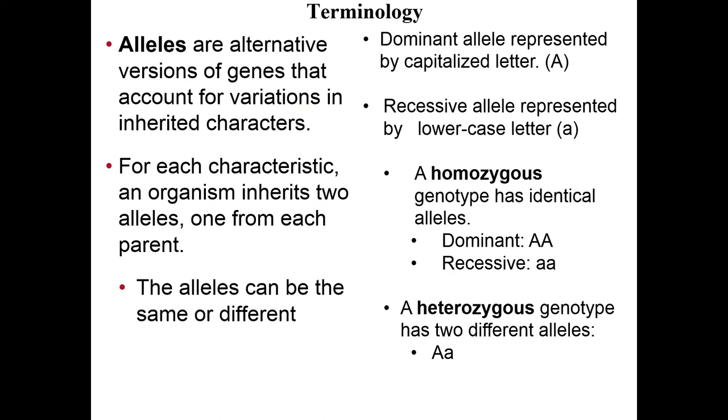So for each particular trait, these traits are going to be encoded for by genes, and each gene can have a variety of variants. You can have a variety of different types or versions of a gene. So for a gene for eye color, or a gene for hair color, or a gene for, say, fur coat. You can have, for example, let's say you've got little guinea pigs.